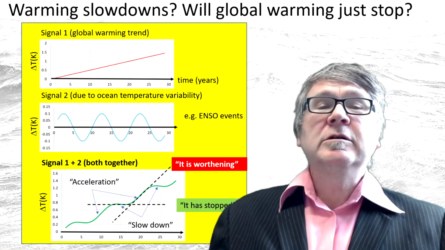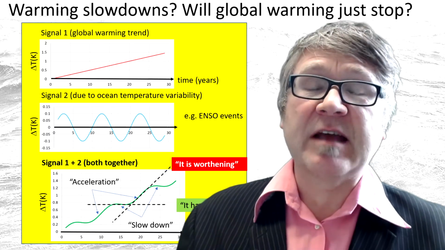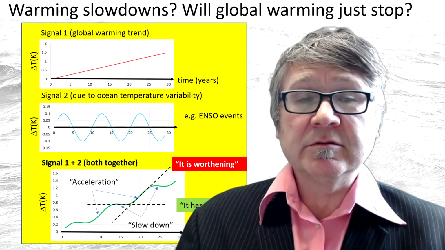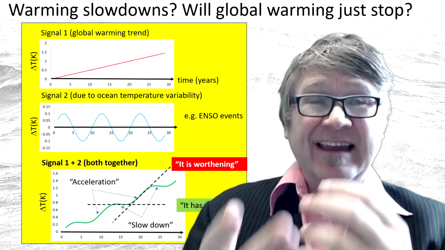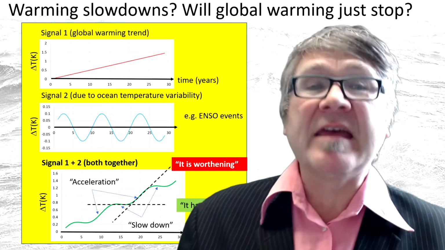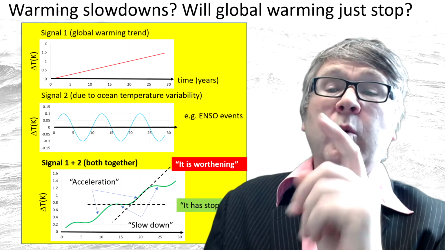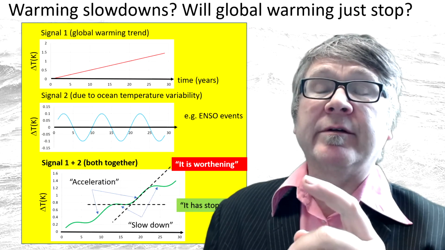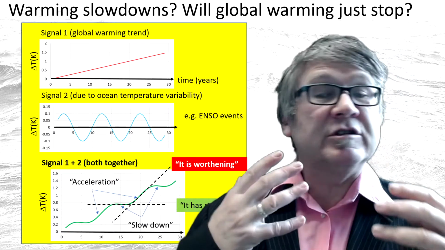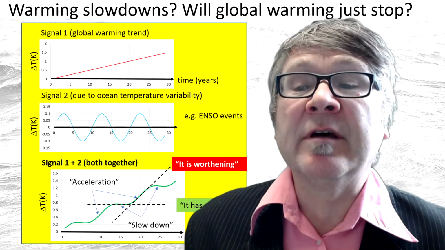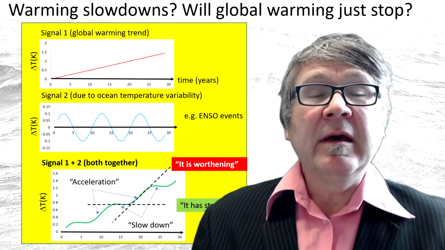So the global temperature change, the observed temperature change, can be split up into components. You can identify the individual parts that make up the signal. I'll show you a little example here. So one signal is the global warming trend, shown here in the top graph, just a gradual increase of the temperature. That is your signal 1.